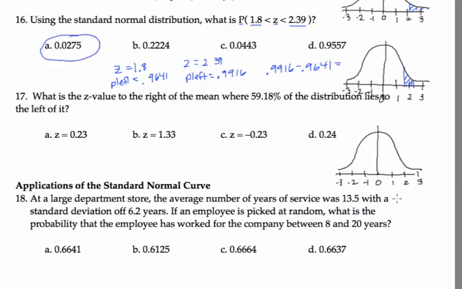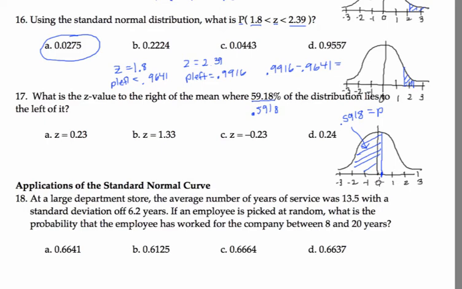What is the z-value to the right of the mean where 59.18% of the distribution lies to the left of it? So I have the percent, 59-ish percent. I'll change that to a decimal, 0.5918. And then I want to shade. I know that half of it is 50%, 0.5, so it's probably going to be a little more. I'm guessing that my z-score is going to be right about there. And that will mean that this is 0.5918. So this is my probability.